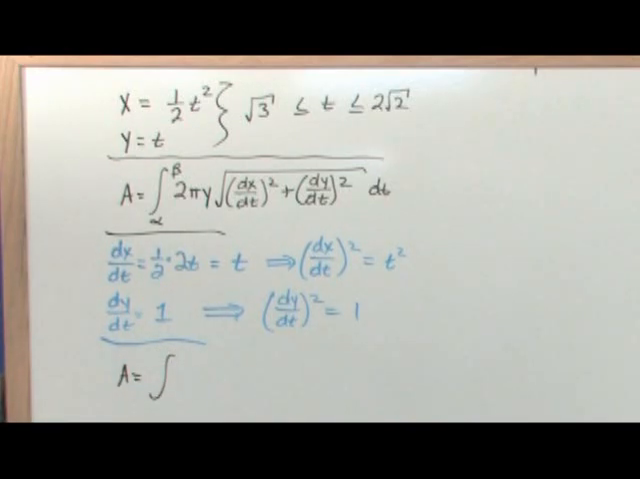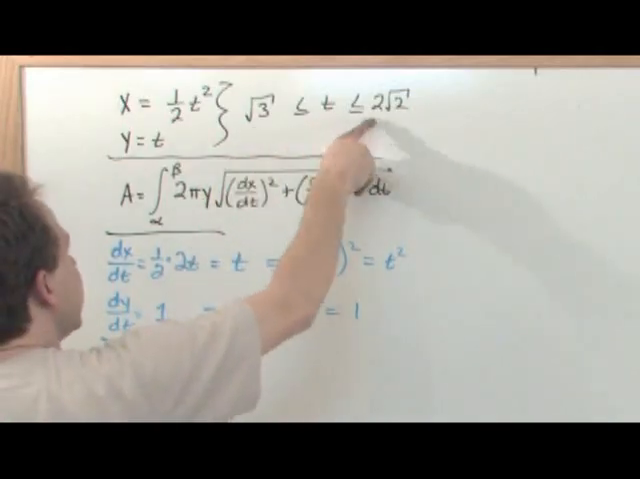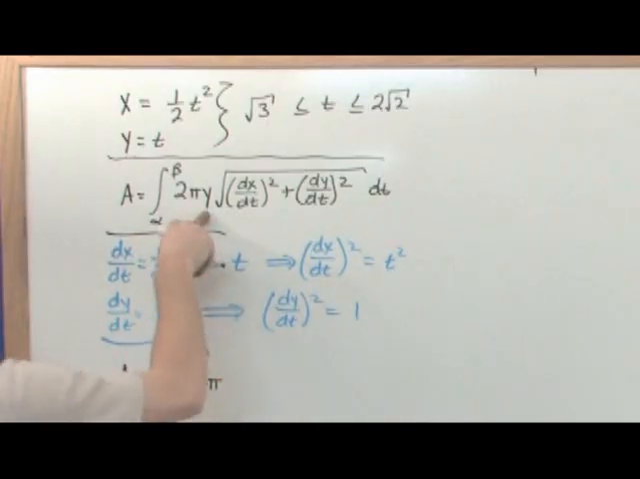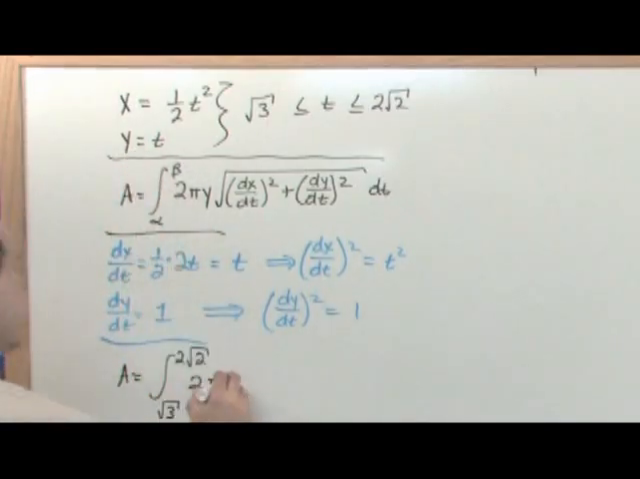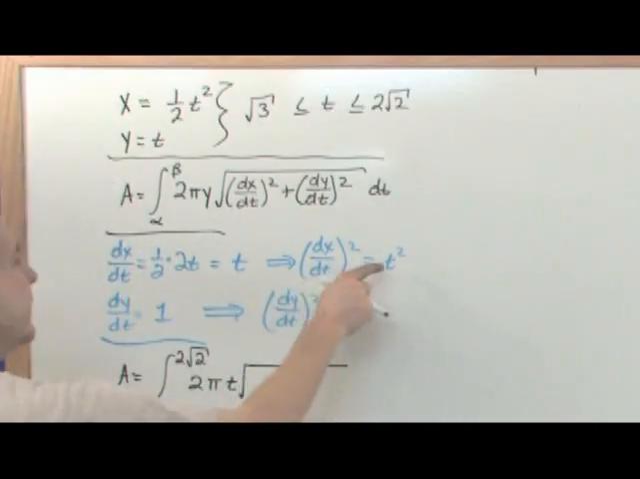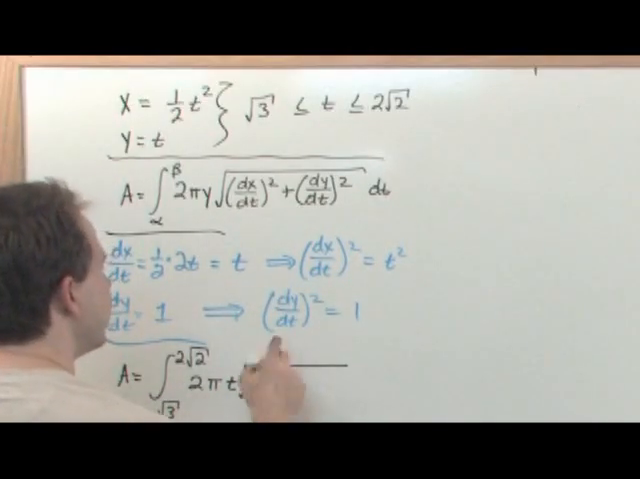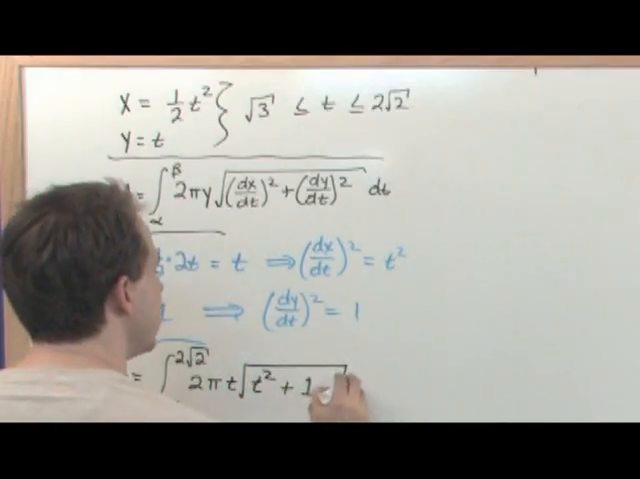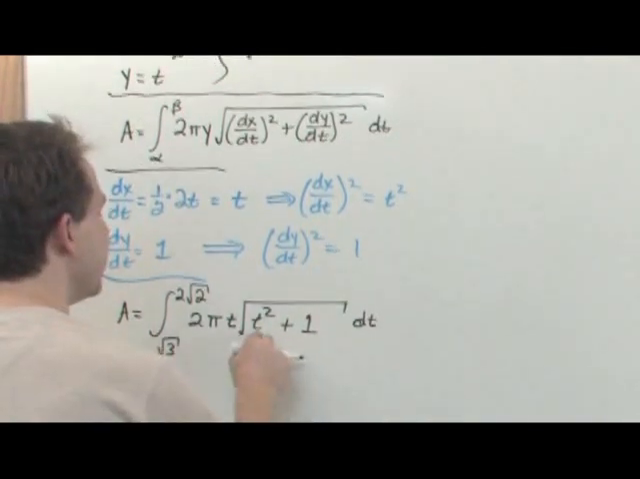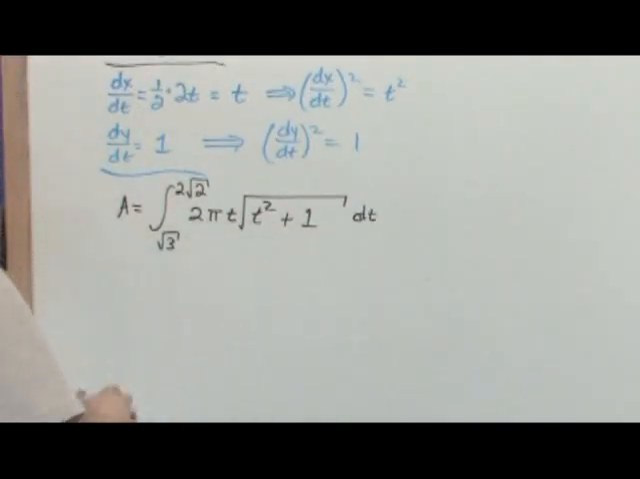We're integrating from alpha to bravo, which is square root of 3 to 2 times the square root of 2. What we're integrating is 2 times pi times y. y is my function, so it's just t, times the square root of (dx/dt) squared, which is t squared, plus (dy/dt) squared, which is 1, dt. So that is what I need to integrate. There's really not much I can do inside of here to simplify it or factor it.